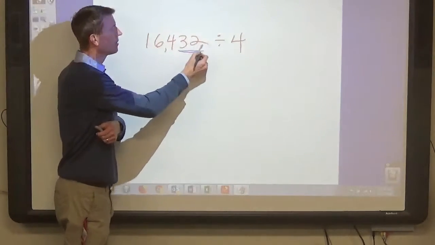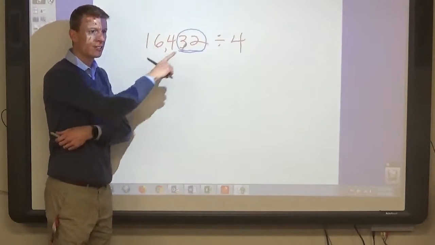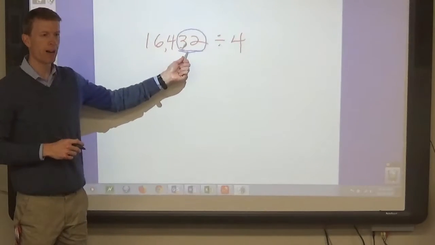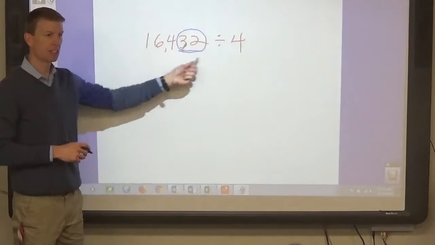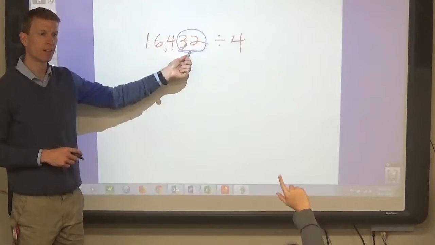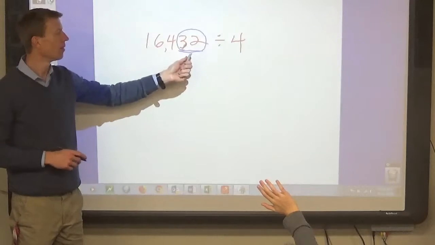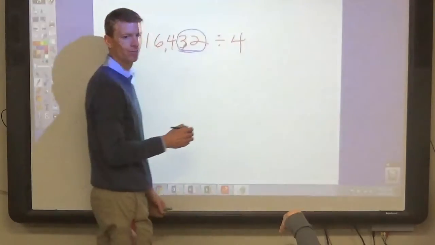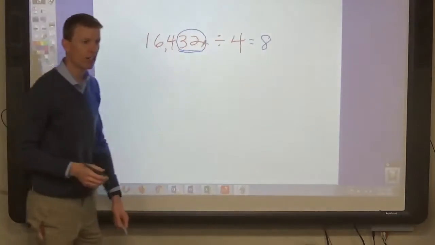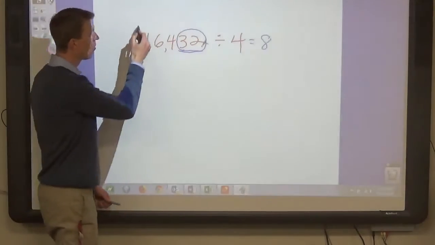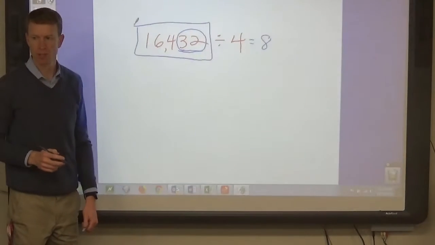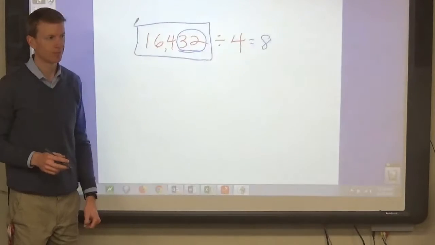Okay, the rule says that you take the last 2 digits, and if those 2 digits are divisible by 4, then the whole number is divisible by 4. So, are the last 2 digits divisible by 4? What's 32 divided by 4? 8. And since the last 2 digits are divisible by 4, then this whole number is divisible by 4. Okay? You're right.